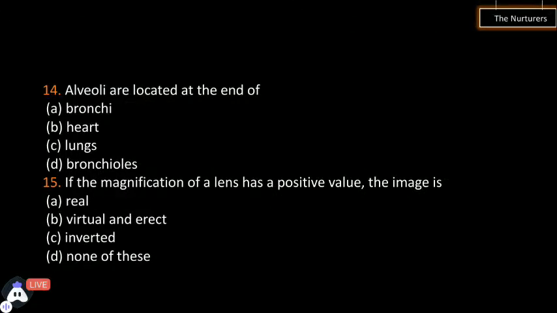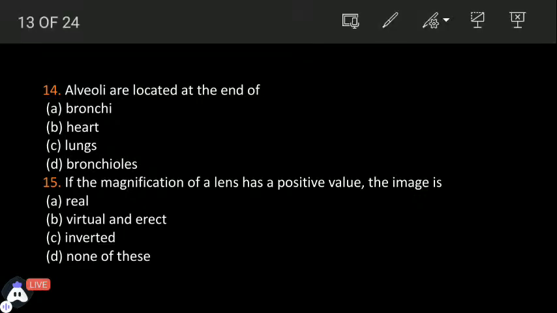Okay. Alveoli are located at the end of. Now, alveoli. What are alveoli? These are balloon-like structures which are located at the end of bronchi or heart, lungs, and the last option is bronchioles. Be careful and let me know.